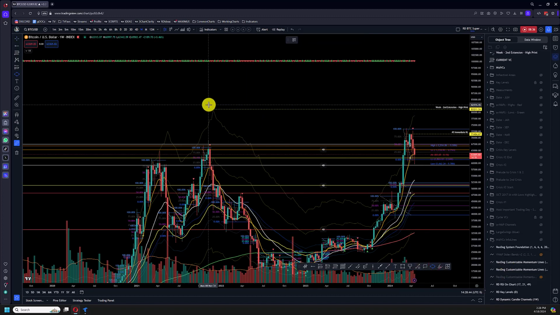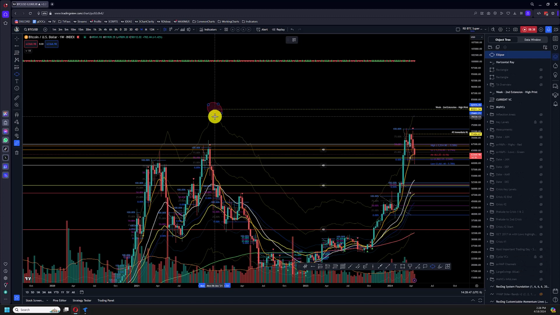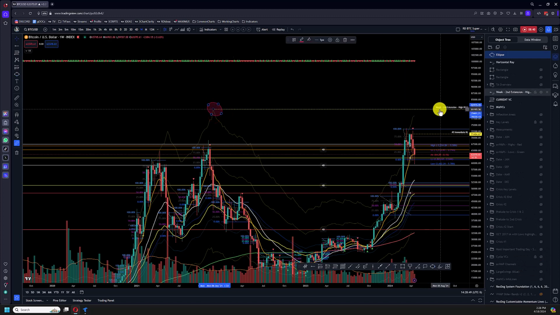And you'll see here, this is the high right here. So that's what this is. This is the weekly time frame, second extension high print. So it printed up here. That's the high. This would be my immediate overextension target if it closes above the 4-day immediate key level. That's what I'd be targeting.